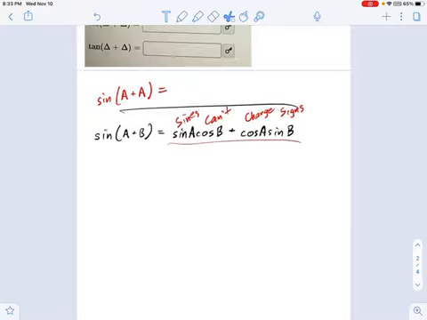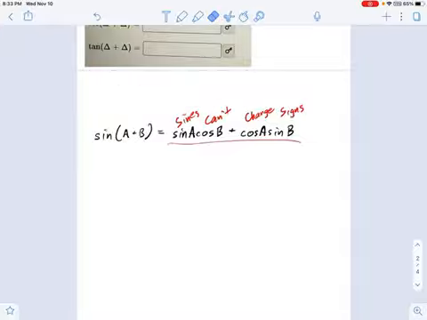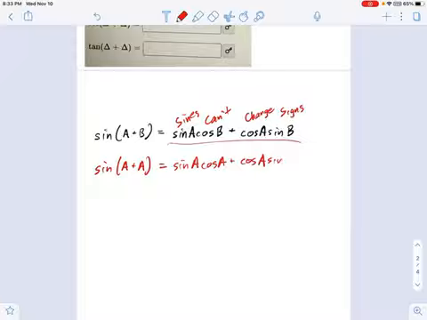Sines can't change sines. So we're going to take that idea and use equal angles. Everywhere you see a b, I'm going to put a. Sine of a plus a equals sine a cos a plus cos a sine a.